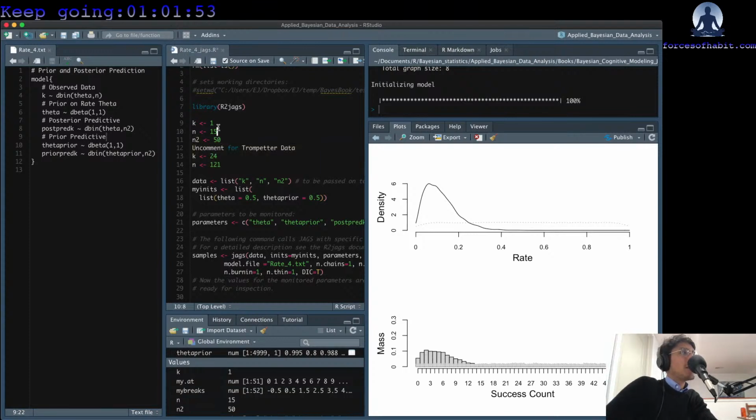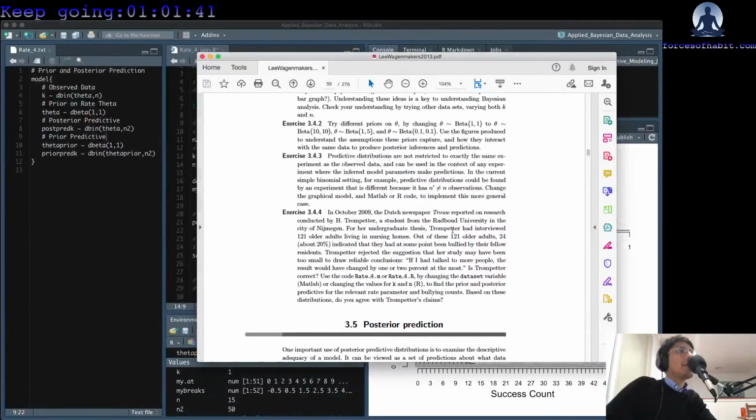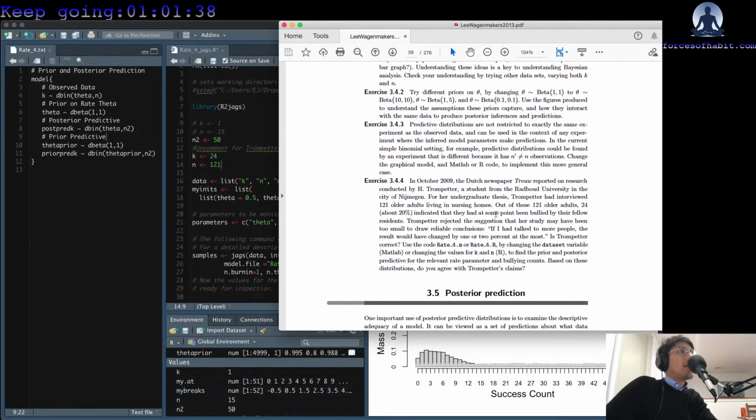Luckily, the code offers some. So we saw 24. So this is just contextualizing the example, to add some meat to it. So out of 121 older adults, 24 here. So we're still using the same prior, but now we have real numbers. We have a real question we want to be able to answer using this technique. And it's about bullying. So 24 folks have been bullied or indicated they were bullied out of 121.